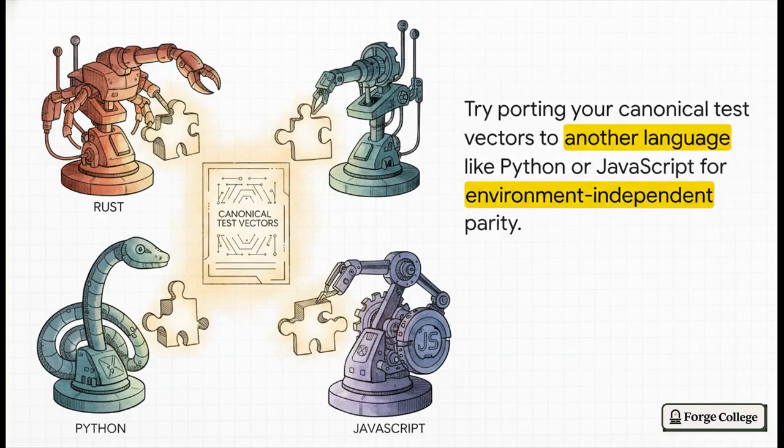Now, if you're feeling adventurous, here is a stretch goal for you. Try porting your canonical test vectors and your hash_leaf contract to another language, like Python or JavaScript. Why bother? Because successful parity across different languages proves without a shadow of a doubt that your hashing contract is truly canonical and environment independent. It's a really cool exercise.